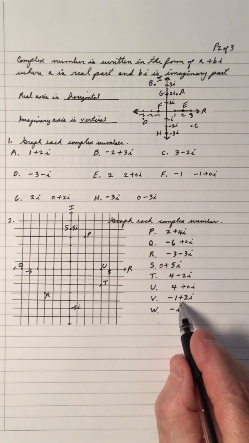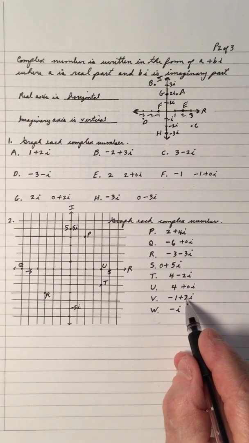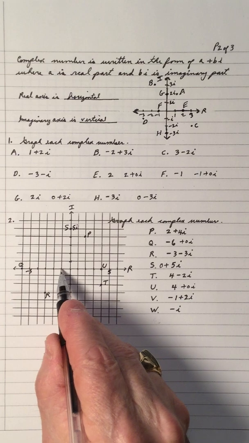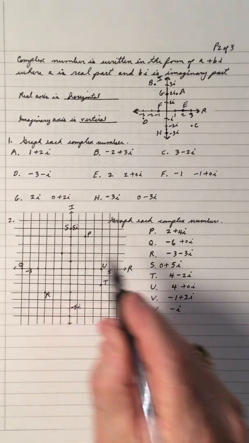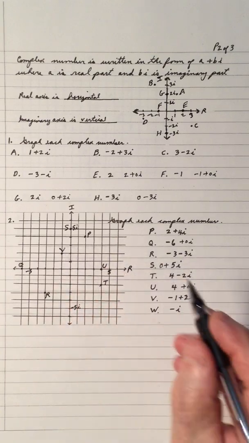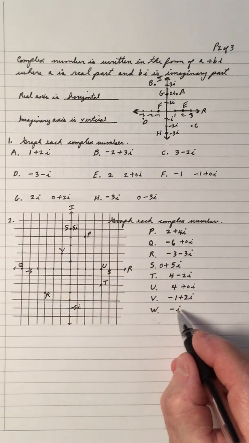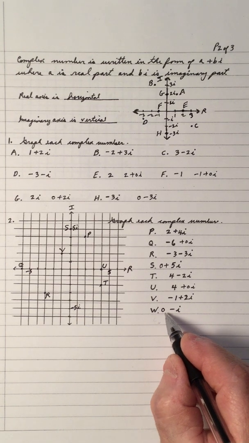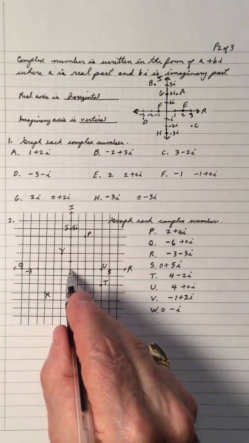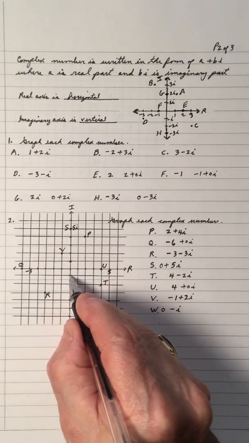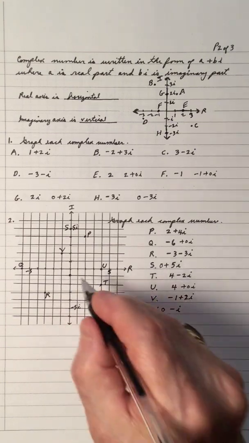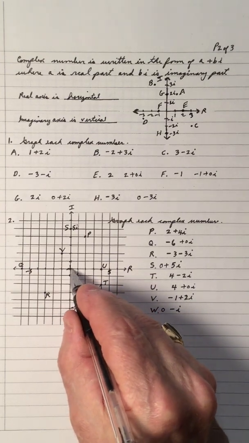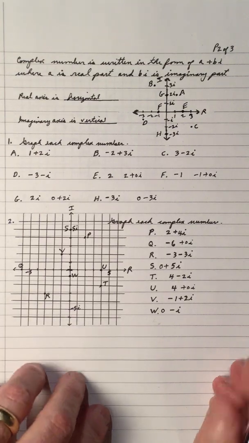V is -1 plus 2i. -1 on the reals, which is start at 0, 0, -1 on the reals, and 2i you move up right there. So that's V. And W is -i, so that's understood to be 0 subtract i. So 0 on the reals is right there, and the -1i is right there, so that's W. Again, notice that this point of intersection is 0, 0.